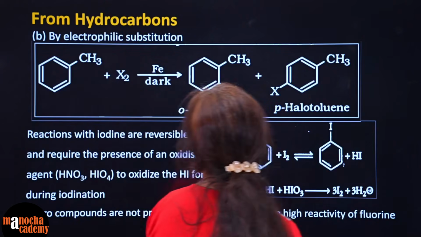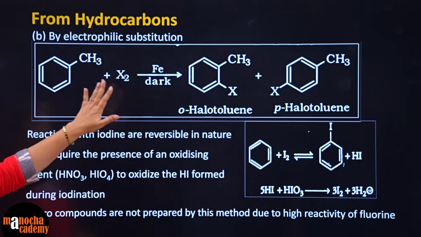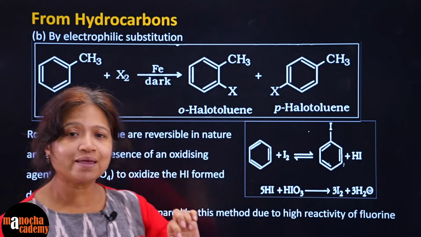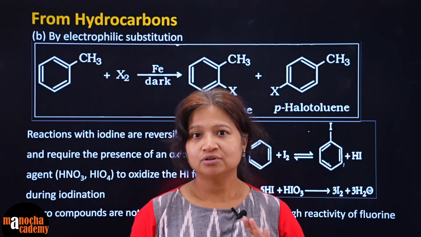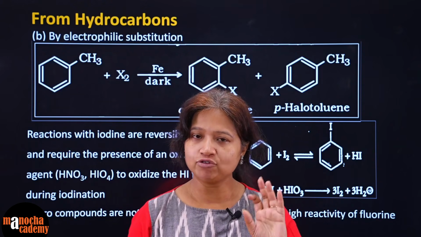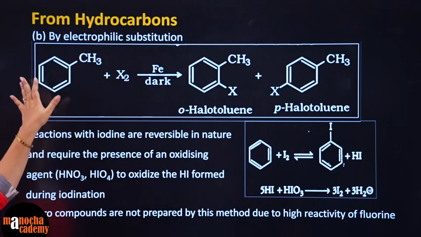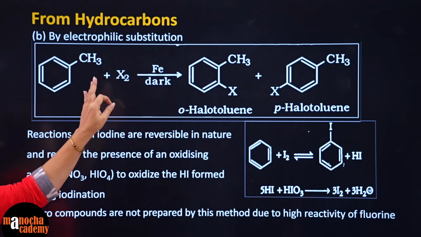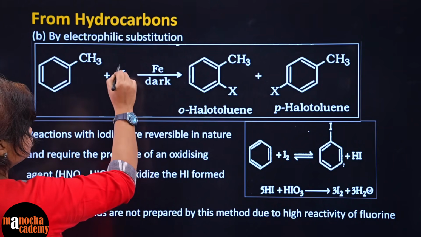Okay, next is, how do you prepare from hydrocarbons? Hydrocarbon means benzene. First you see here, if you remember again the class 11 concept, electrophilic aromatic substitution. Go through your class 11 material, hydrocarbon chapter. Electrophilic aromatic substitution means one of the hydrogens in the benzene ring is substituted by an electrophile. In this case, the electrophile is actually X.